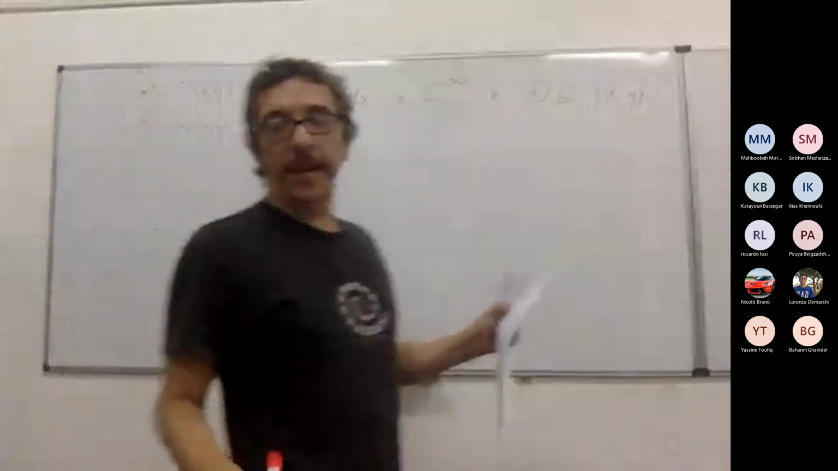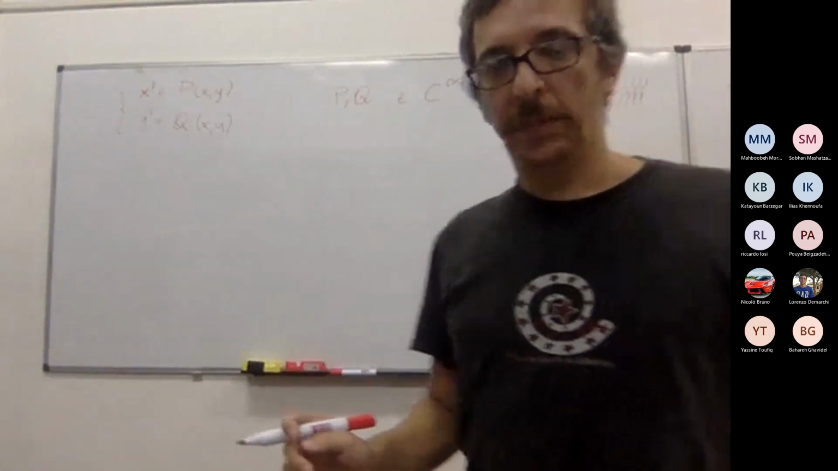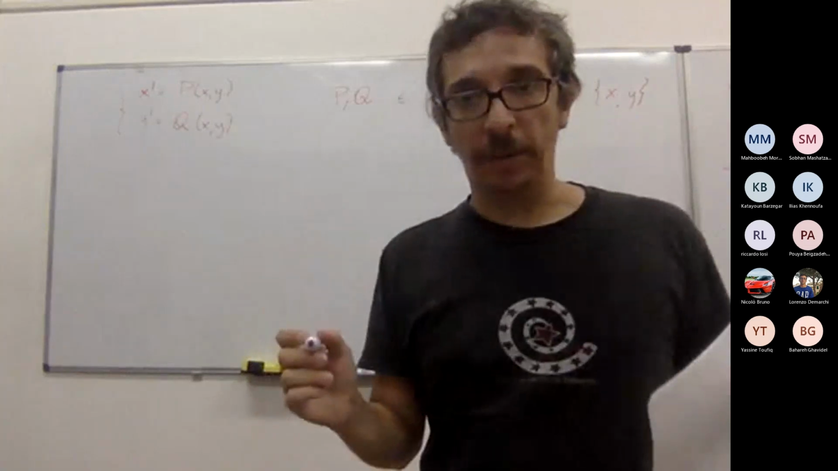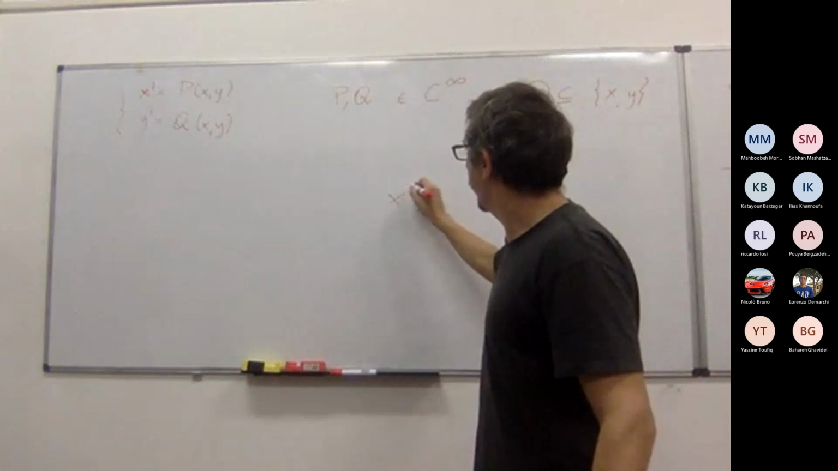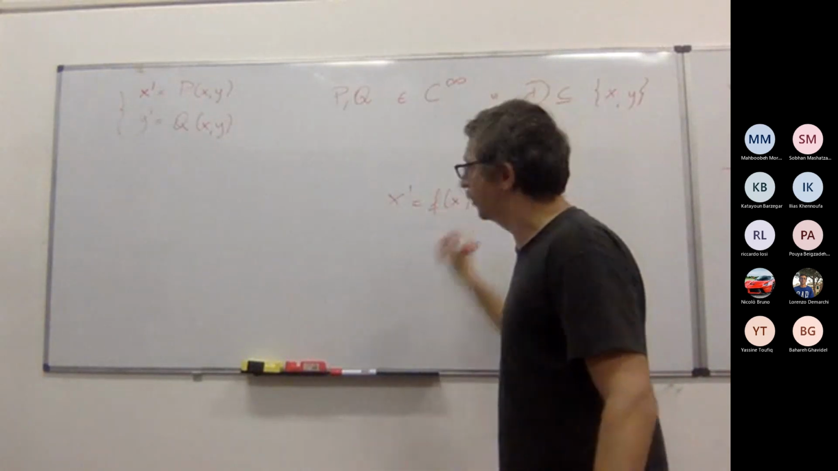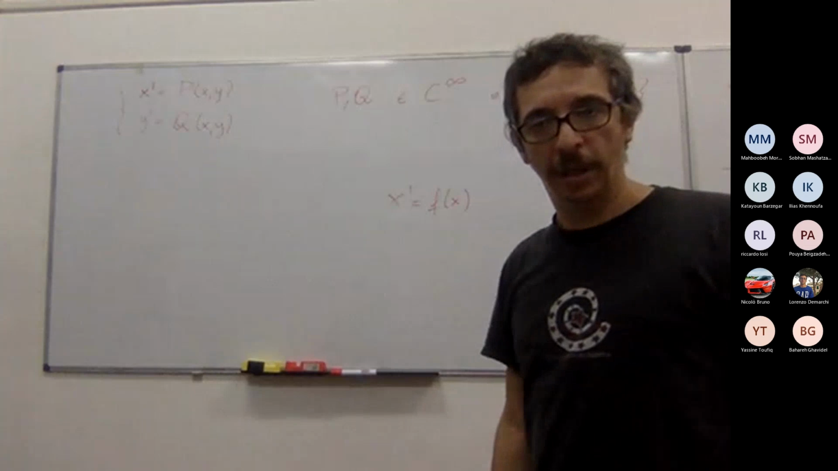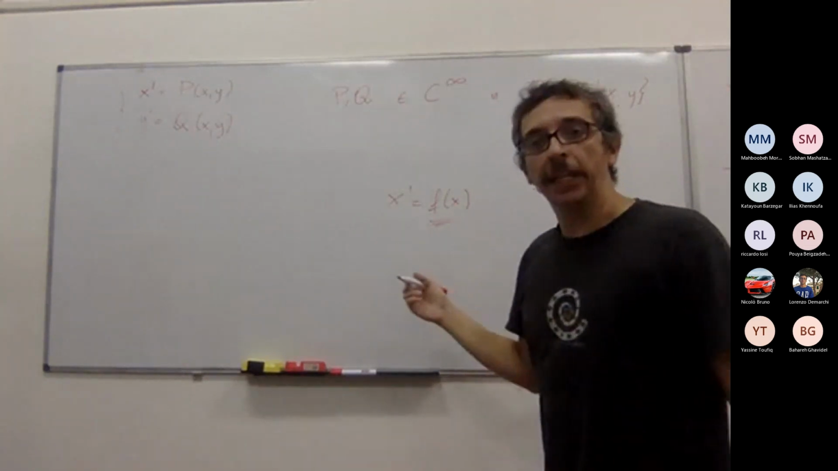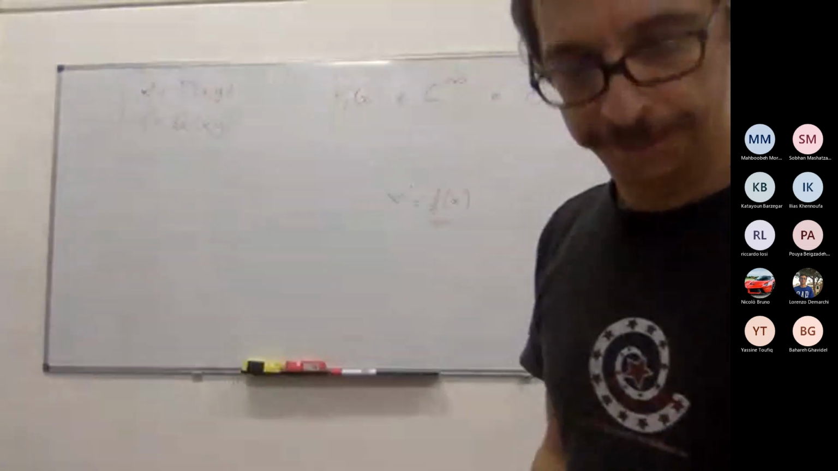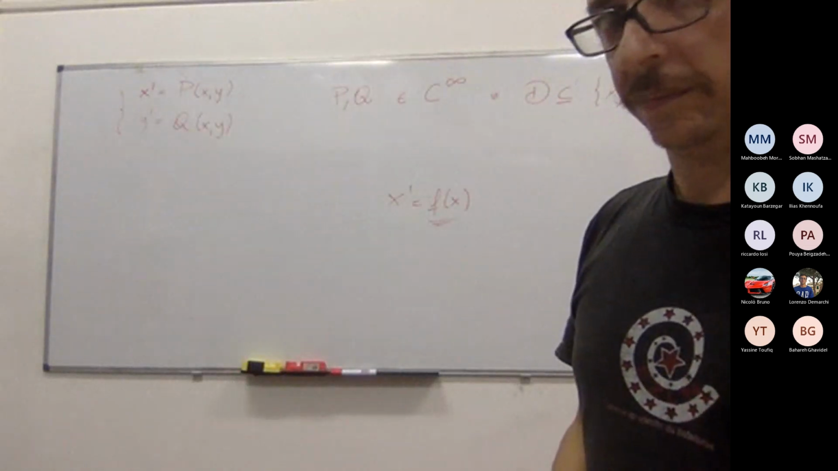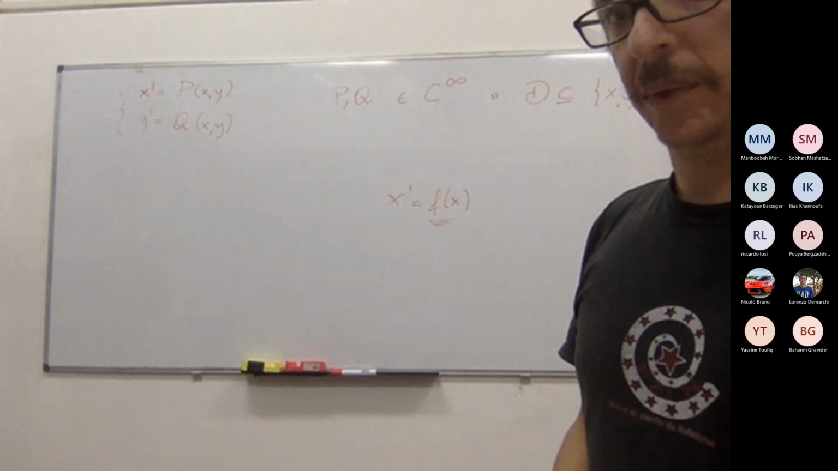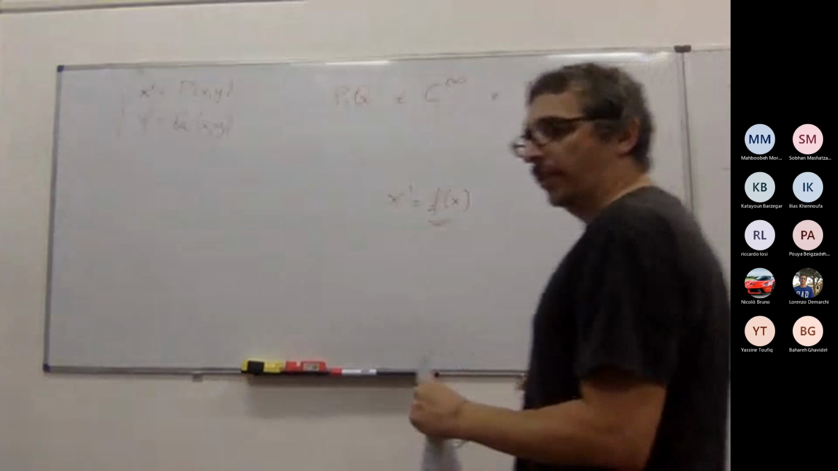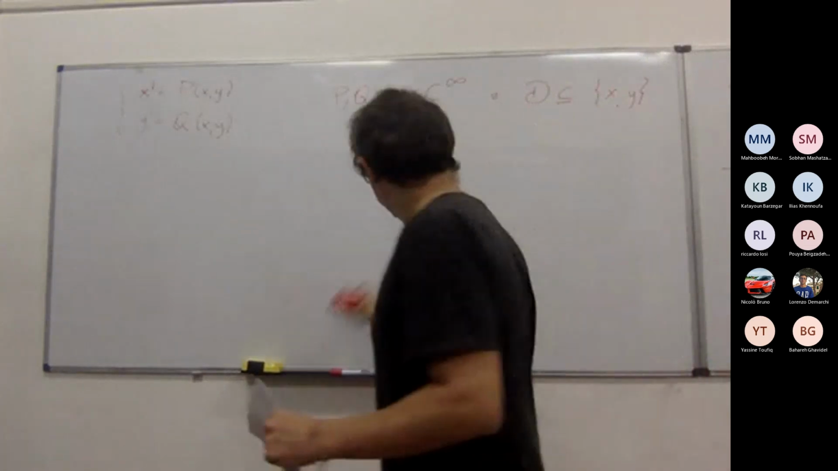Do you remember what's the name of an equation which does not contain one of the independent variables? So, for example, when I have some equation like x prime equal to f of x, where this term does not contain t, do you remember what's the name of this kind of equation? No answer? Okay, this is the case of autonomous equations.